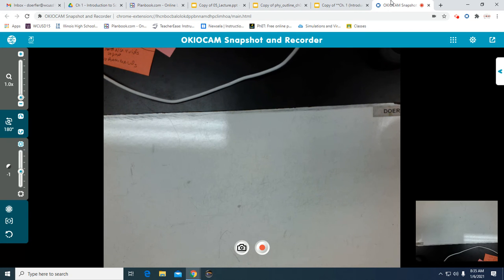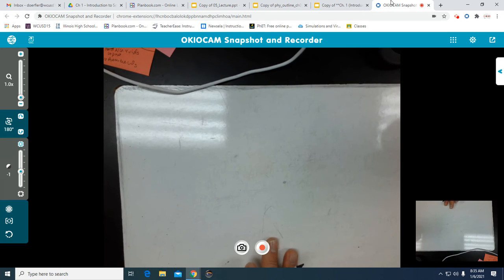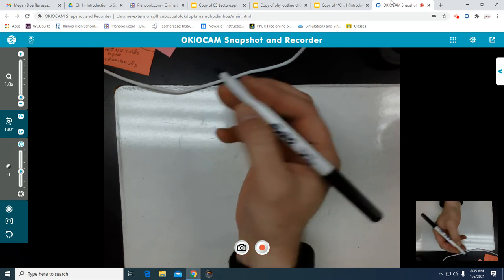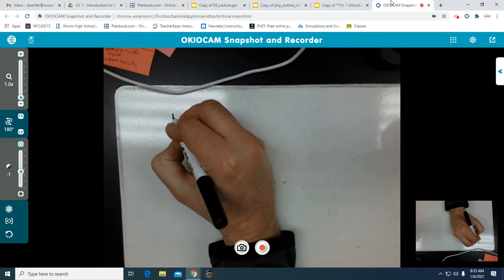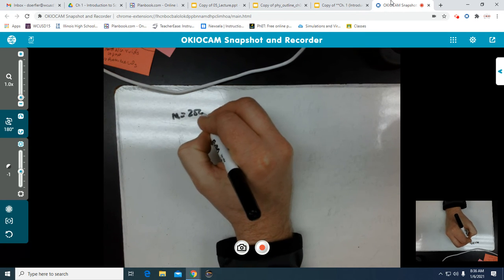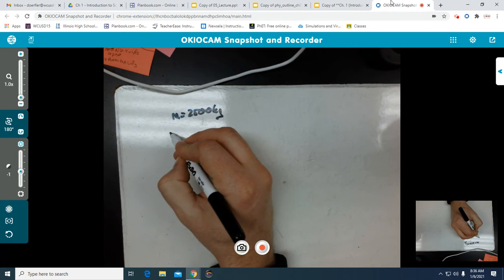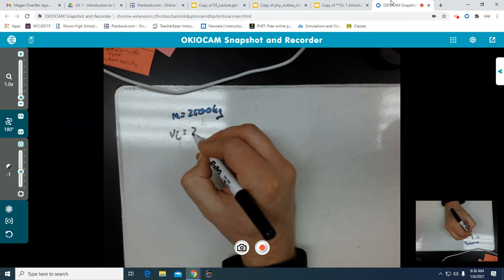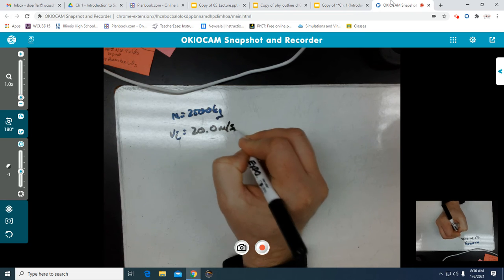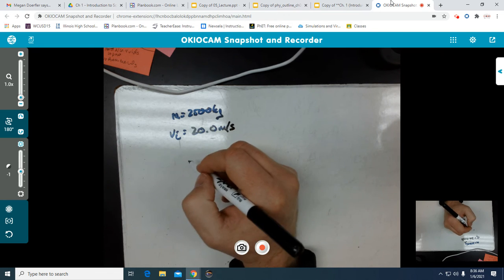What is the car's velocity after 2.50 seconds? Okay, so we're solving for something a little different here. So again, write down what we know. The mass of the vehicle is 2,500 kilograms. The initial velocity was 20 meters per second. And again, it's going north, so it's going to remain a positive value.